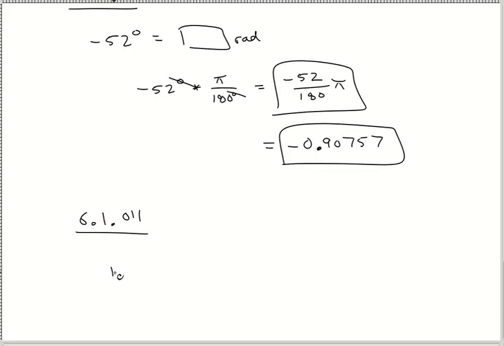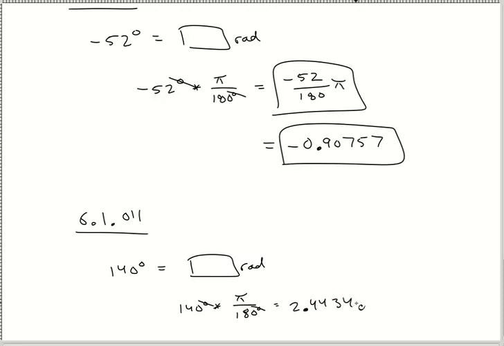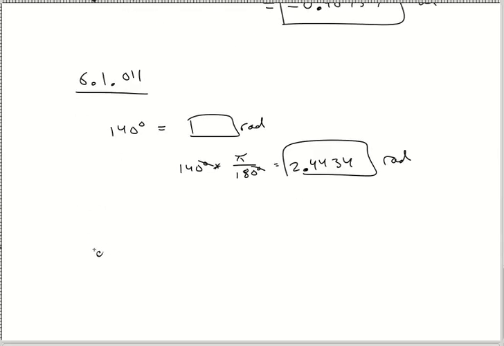Okay. They got 140 degrees equals blank radians. Same procedure: 140 degrees times pi over 180. Again, I'm verifying that I'm using the right formula because I can cancel my degree symbols out and get what I need. I got 2.4434. Again, these are all radians. Sometimes the problems don't always use the rad symbol, so we're just making sure we're doing it right.